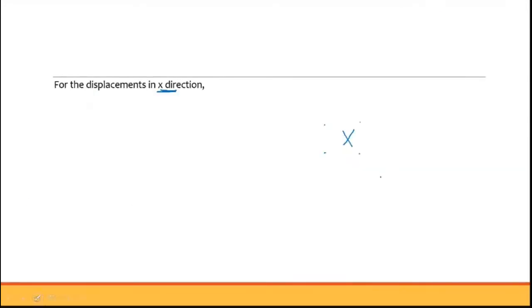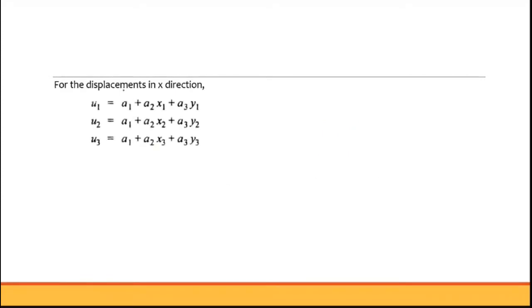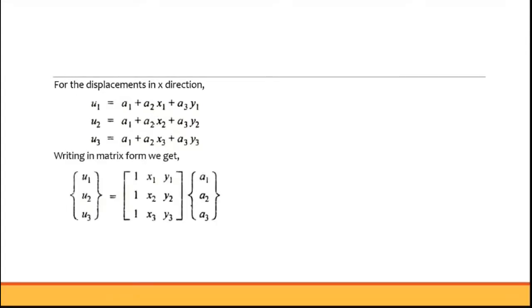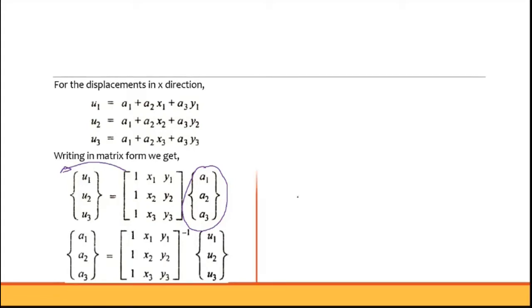So in this CST, let me consider you have a displacement in x direction. So you have 3 nodal points. Each nodal point is having u1, u2, and u3. If this is my nodal point, I will call it a1, a2, a3. I am writing this in matrix form. My aim is to identify this a1, a2, a3. What I do, I have to take the inverse, so I have to bring this on this side. Let me call this the D matrix.